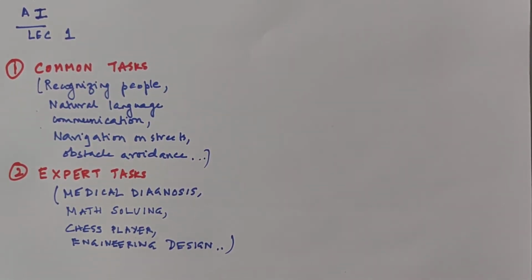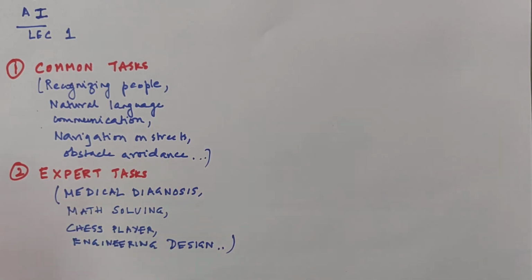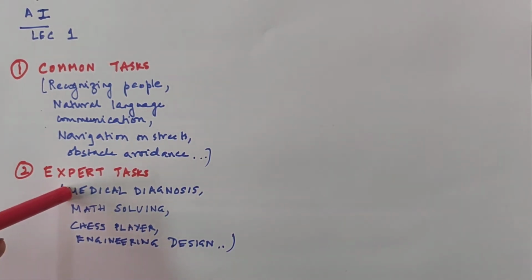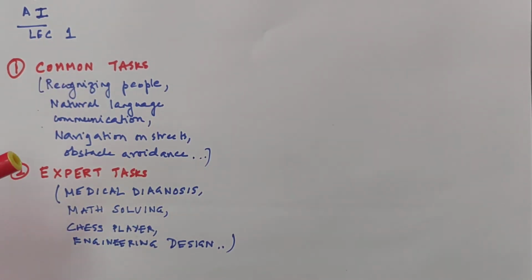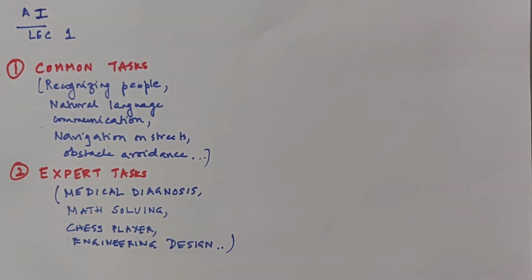So till now, if we look at the history of AI development, we will see that AI systems that have been developed till now are better at targeting these expert tasks rather than common tasks. For expert tasks, there are systems, and I will give you some examples readily.